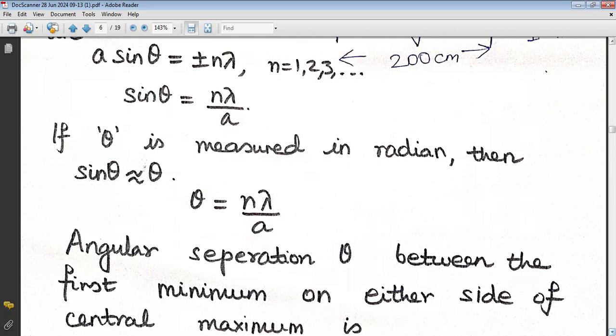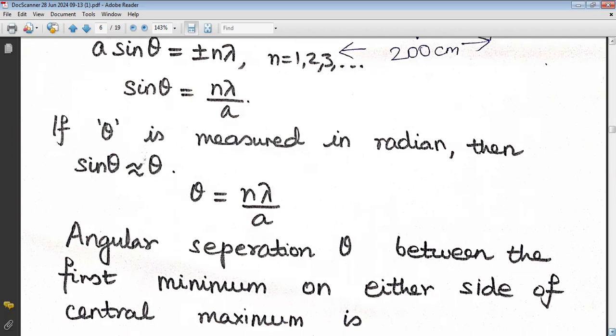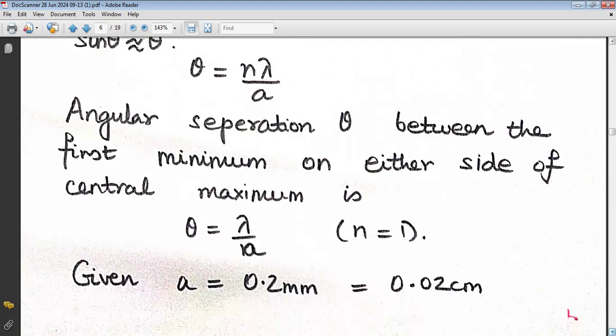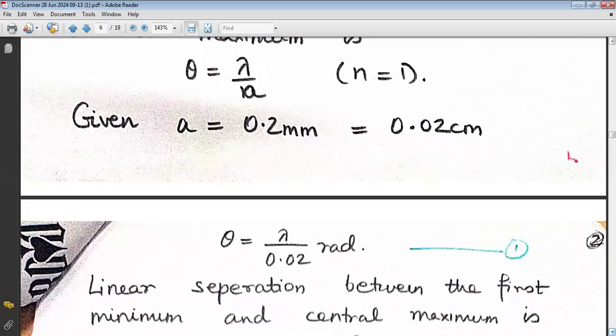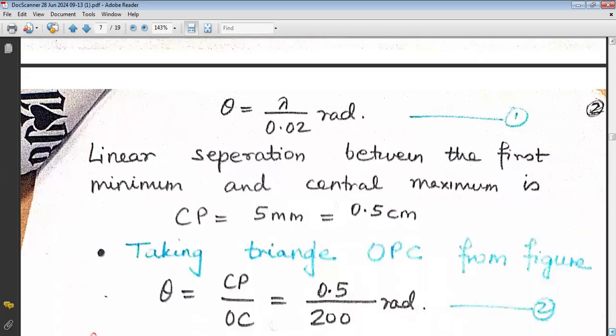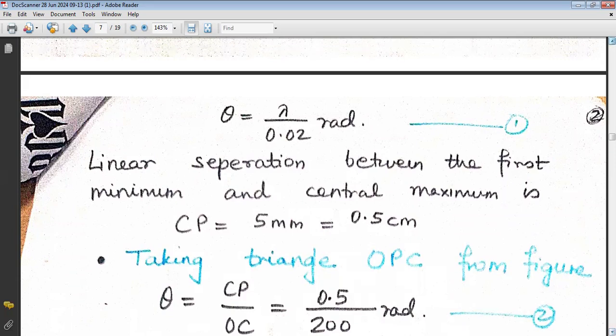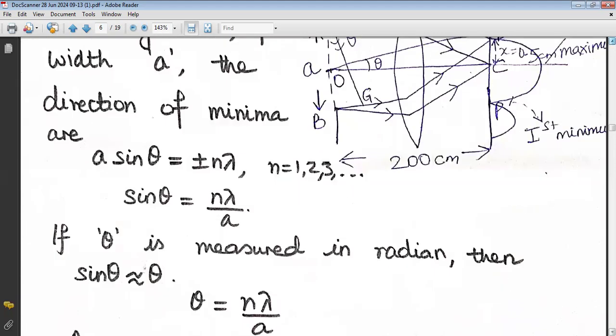Angular separation between first minimum on either side of the central maximum is theta equal to lambda upon a. For n equal to 1, a is this much. In radians, theta is lambda upon 0.02 radians. And distance between the first minimum and central maximum is 0.5 centimeter. Taking triangle OPC from the figure, we have a look at the figure.